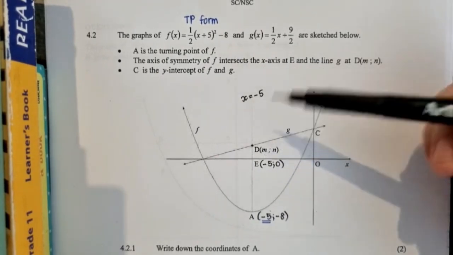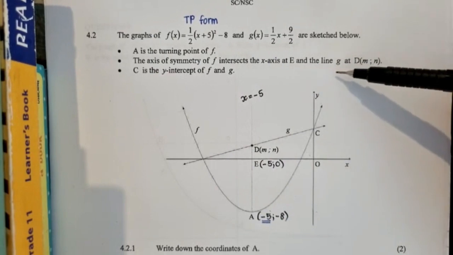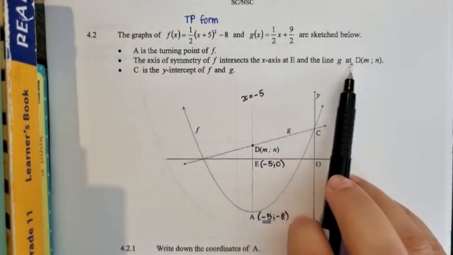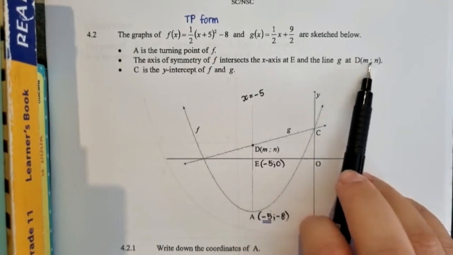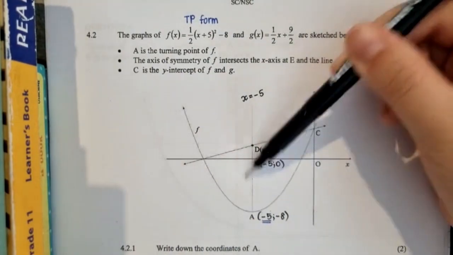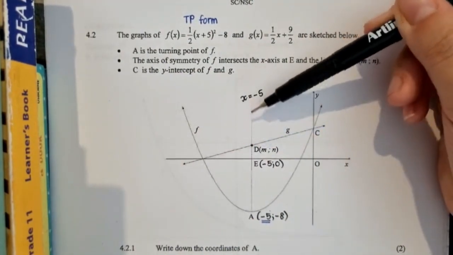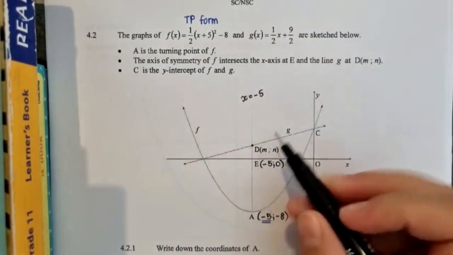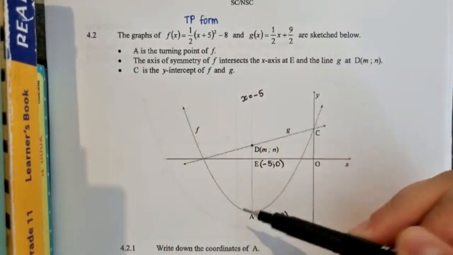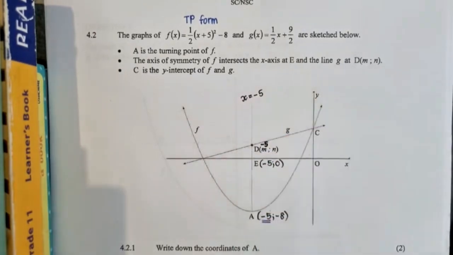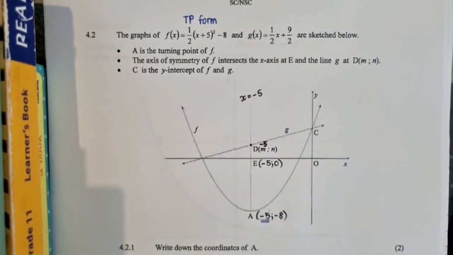Okay, then for D, they're saying that it intersects the line G, which is the line that they gave us the equation of, at point D, which has coordinates M and N. But guys, like I just said, D is also lying on this line. D is actually a point of intersection of the axis of symmetry and the straight line. So we know that every single point on this line has an x value of -5, including this one. All right, so there we already know that M is -5.